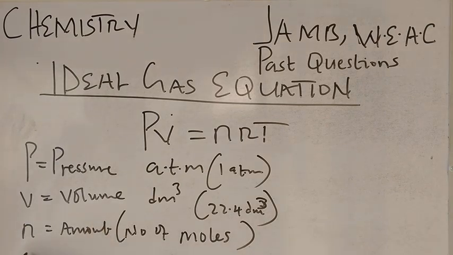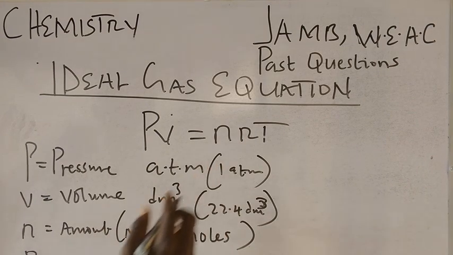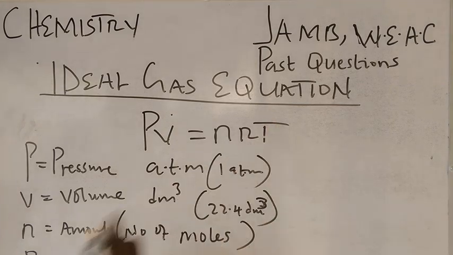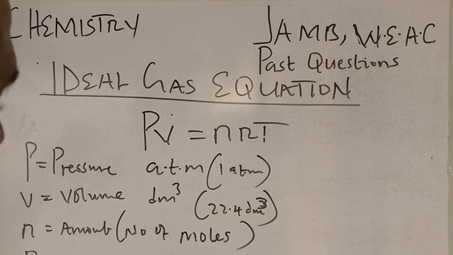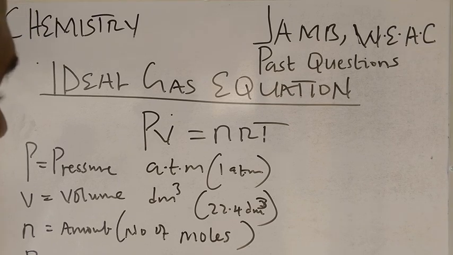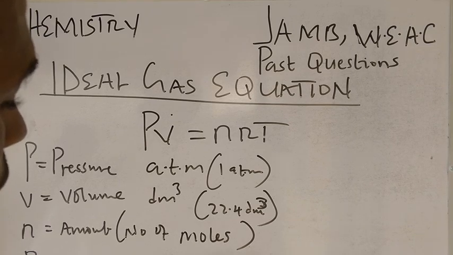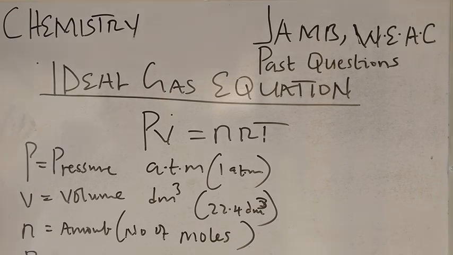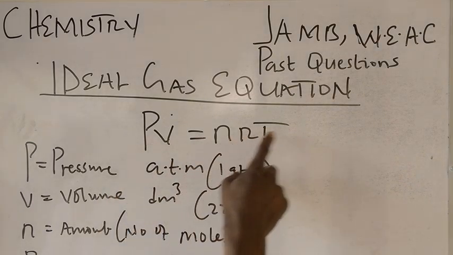Then R is the molar gas constant. Then T is our temperature in Kelvin, which is 273 Kelvin. So the equation says that PV is equal to nRT.